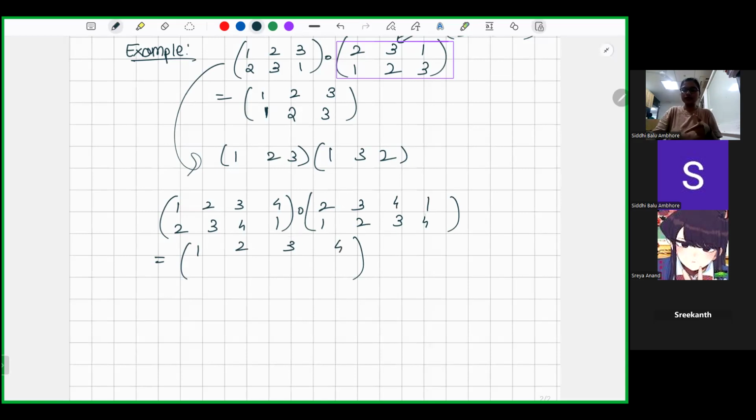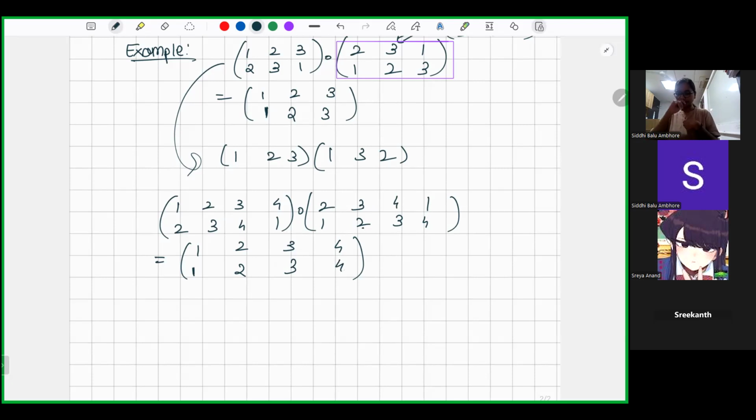Now here 1 is going to 4 and 4 is going to 1. So 1 again, 2 is going to 1, 1 is going to 2 here again. 3 is going to 2 and 2 is going to 3 here again, and 4 is going to... did I make any mistake? No, right? So 4 is going to 3 and 3 is going to 4.